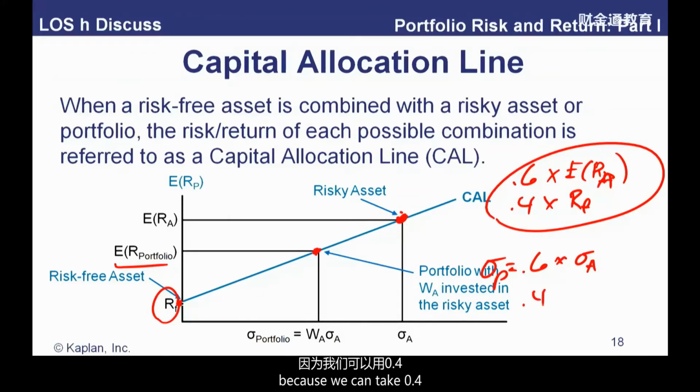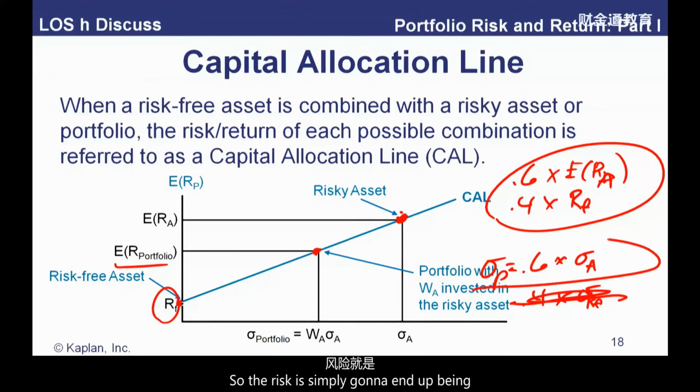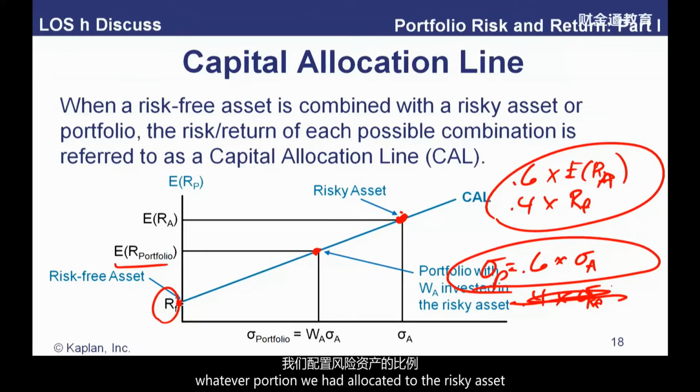Because we could take 0.4 and multiply it by the risk of the risk-free asset, RF, and then we could do all the correlation stuff, but the correlation's zero, so that big long term at the end is going to fall off. When you think of the two-asset portfolio formula we looked at 4 or 5 slides ago, all this stuff goes away. So the risk is simply going to end up being whatever portion we have allocated to the risky asset times the standard deviation of the risky asset. So that's how we get on this straight line and on the CAL.